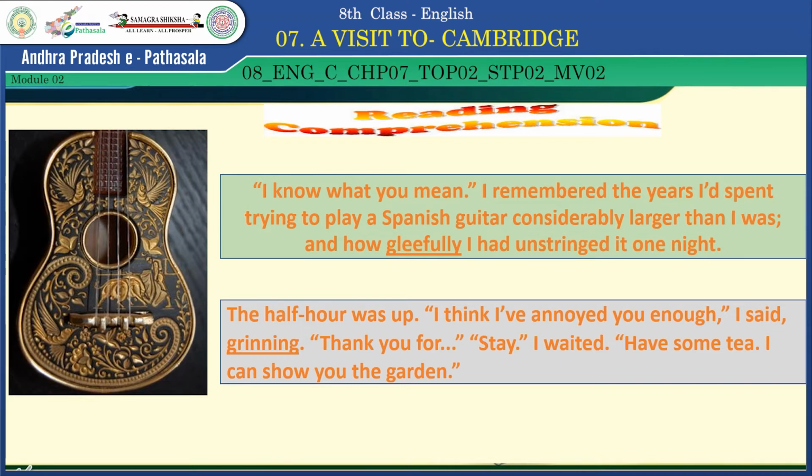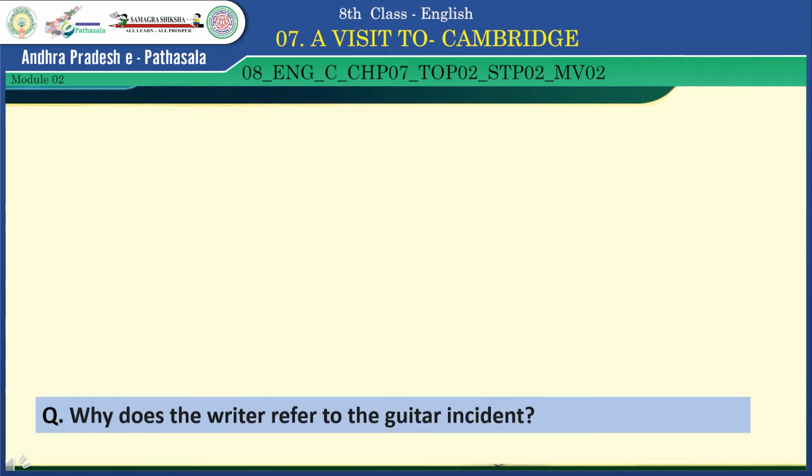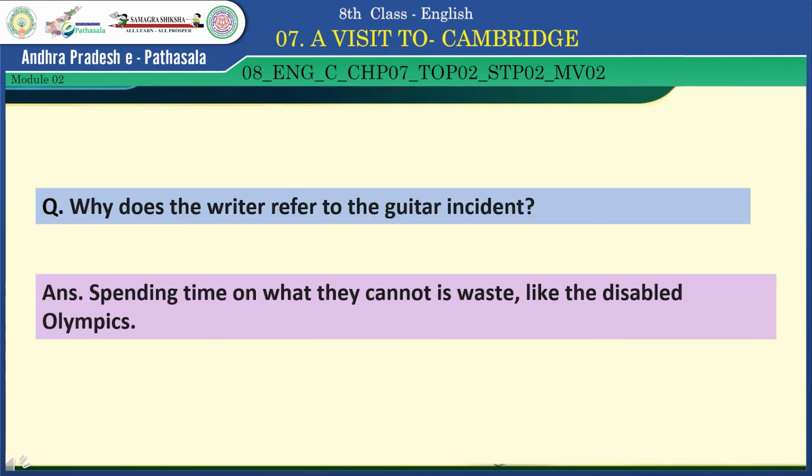Children, let's see what's the next question. Why does the writer refer to the guitar incident? Spending time on what they cannot do is a waste. He wanted to convey that though he spent a lot of time learning the guitar, he couldn't fulfill it. So he referred to the guitar incident here.